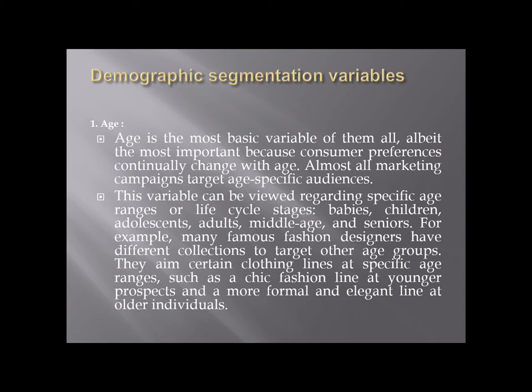Now the individual variables. If they ask for 5 marks, you have to explain all the things: age, gender, occupation or income level of a customer, etc. Age is a basic variable, because the preference of a consumer or the taste of the customer may differ on the basis of their age.